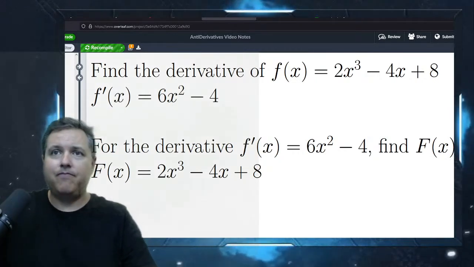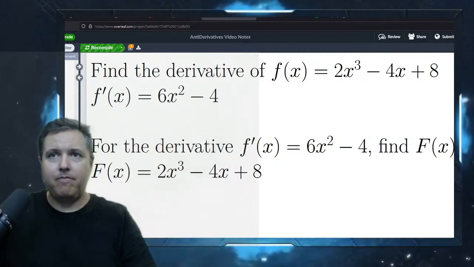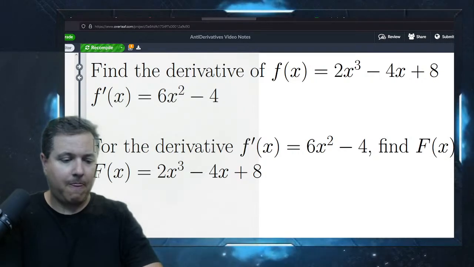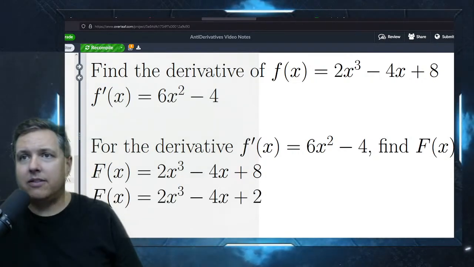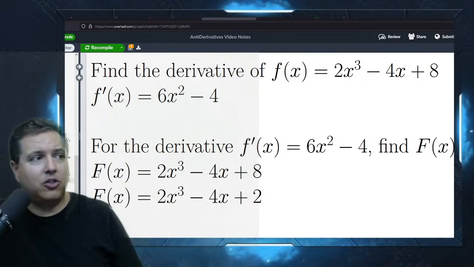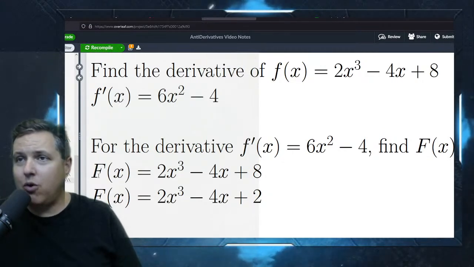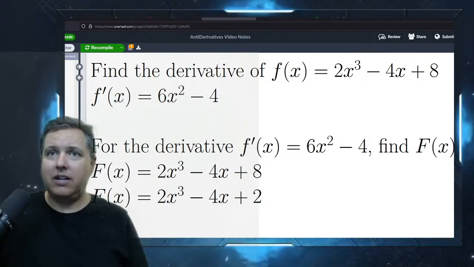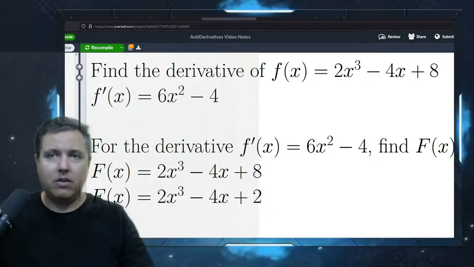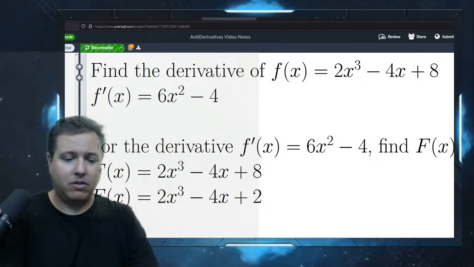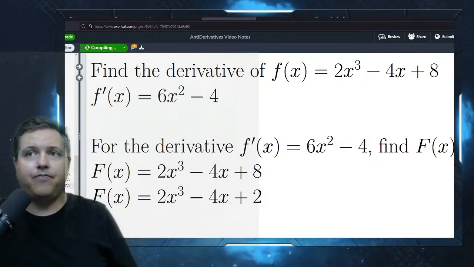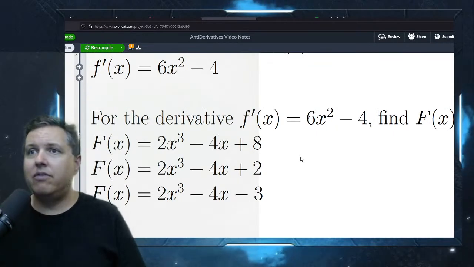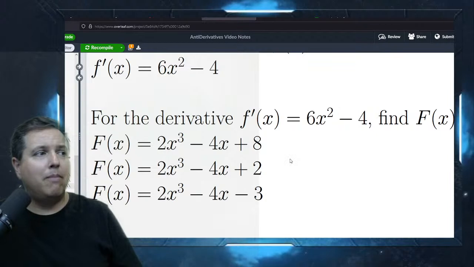How about this one? How about this? 2x cubed minus 4x plus 2. Does that give us 6x squared minus 4 when we take the derivative? Yeah. How about if we take this one, minus 3? Yeah, that one's going to give us that same derivative, right? It's going to give us 6x squared minus 4.